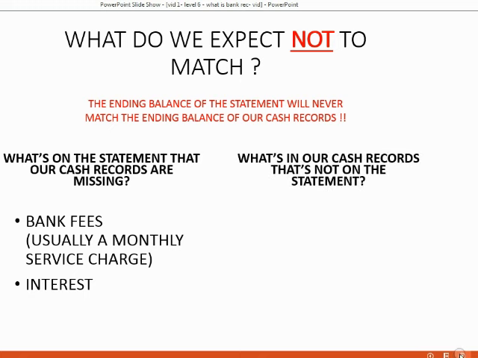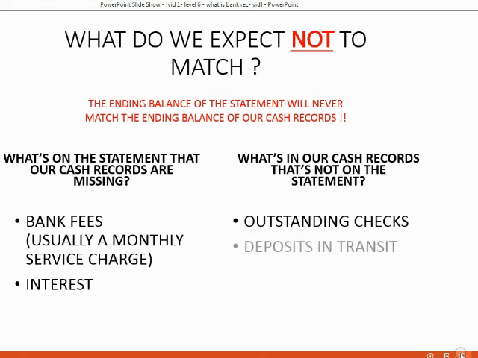On the other side, what would be in our cash records that's not on the statement? Well, obviously, if we wrote a check to someone who put it in their pocket and did not go to the bank to cash or withdraw that check, that would be something that we would record in our QuickBooks that the bank could not know about until that check clears. If that check clears after the cutoff date of the statement, that means that that check will be in our records but not on the bank statement. Those are called outstanding checks.